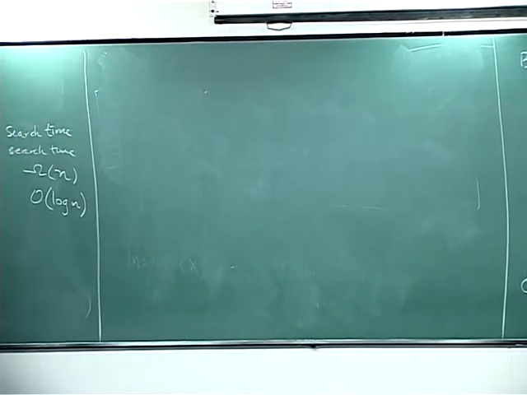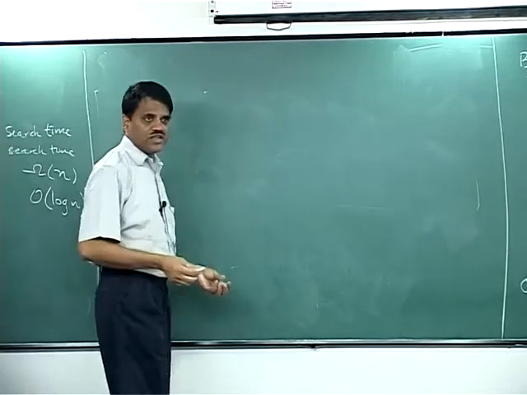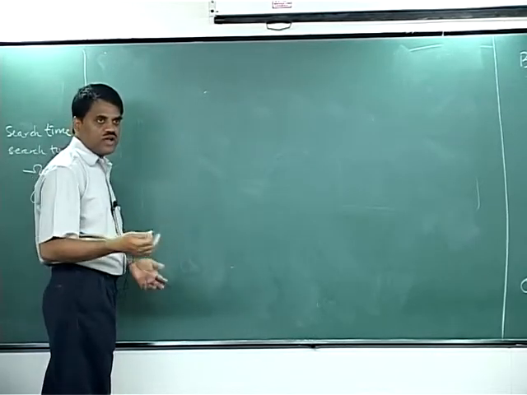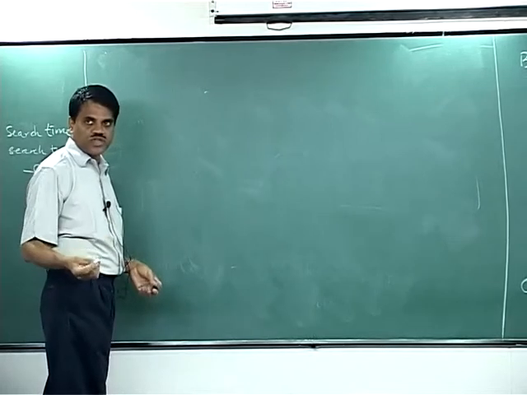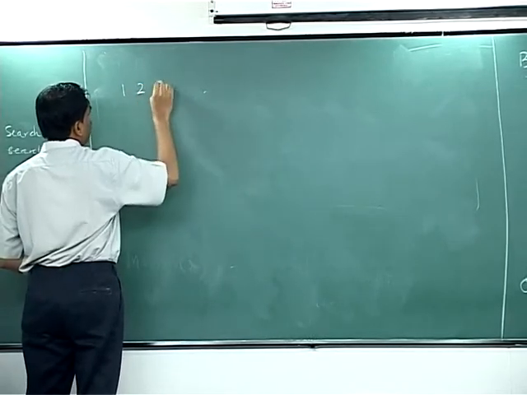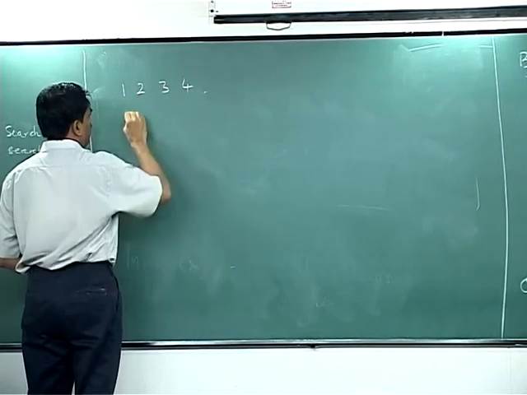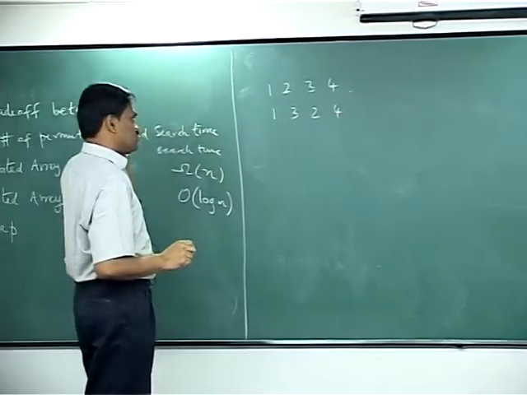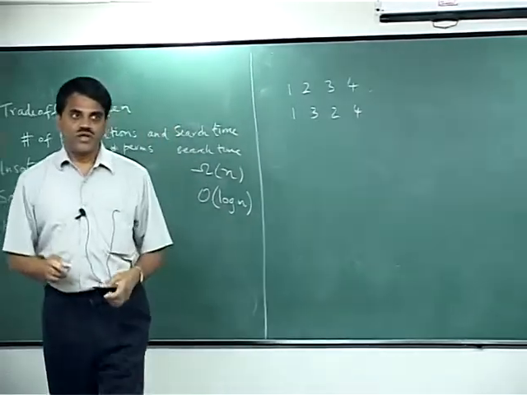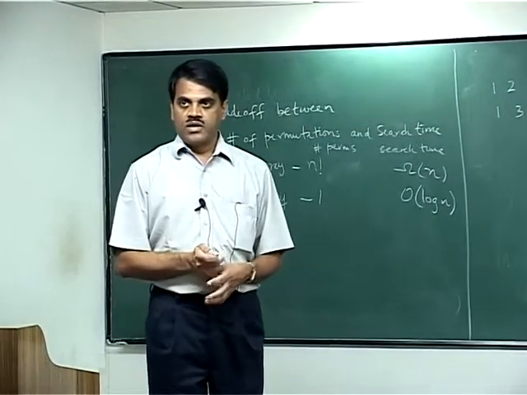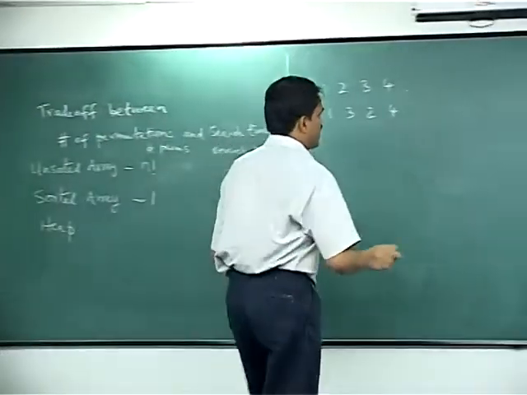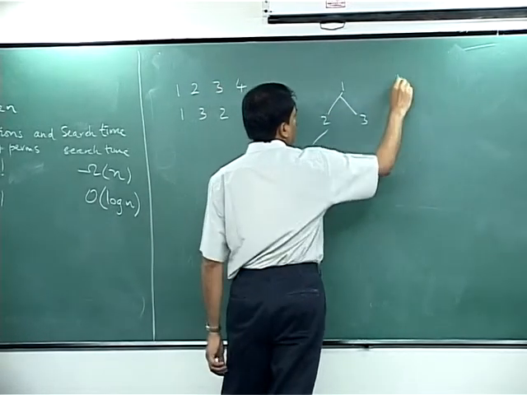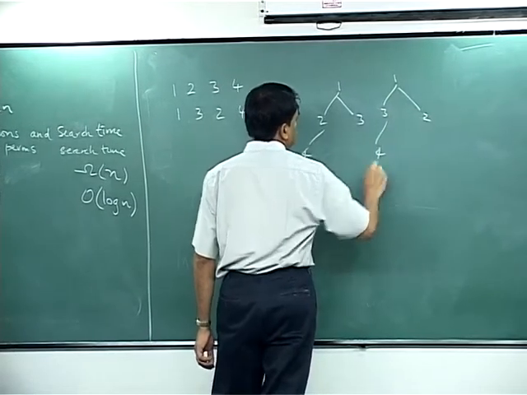Let us look at a heap on 4 elements. What are all the permutations allowed? Let us say we take the first 4 numbers as the values on the nodes of the heap. I could have 1, 2, 3, 4. I could have 1, 3, 2, 4. That is all, right? What are all the possible heaps I can have on these numbers?